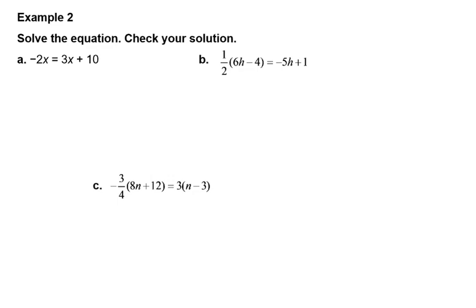In this video, we're going to be going through a few examples of how to solve an equation with a variable on both sides, and then we're going to check our solutions. So let's take a look at letter A. Here we have negative 2x equals 3x plus 10. Notice that we have variables on both sides.